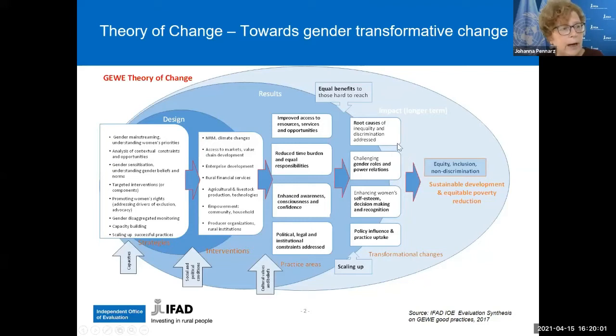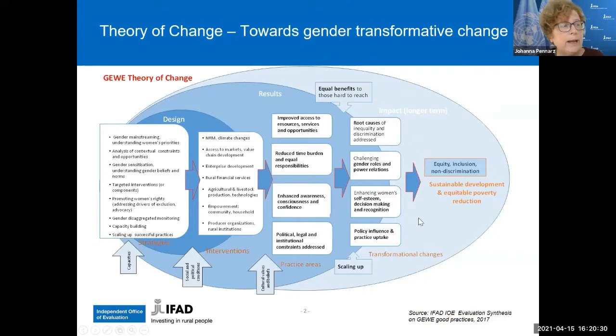So what did we define as transformative changes? First of all, the root causes of inequality and discrimination had to be addressed. The gender roles and power relationship had to be challenged. And we wanted to enhance women's self-esteem, decision-making, and recognition. And finally, we found that gender transformative change also needs to lead to policy influence and practice.